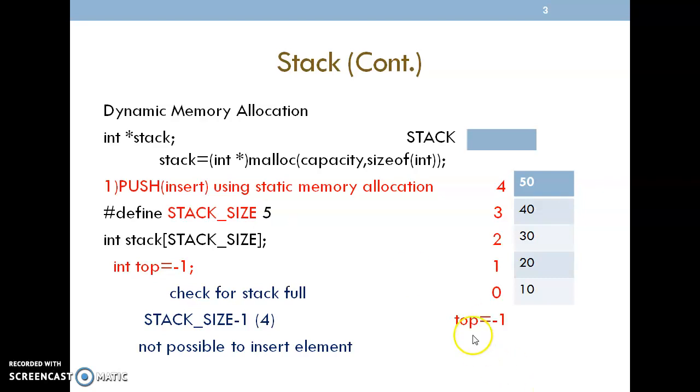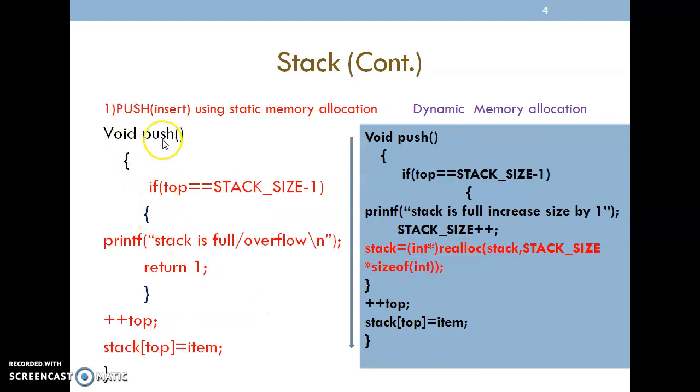So how to check that? Initially top will be at -1, which is empty, then the first element at 0, second element, third element, fourth element, fifth element. At that time top reaches stack size - 1, that is 5 minus 1, which is 4. If top equals stack size - 1, then only can you say that it is full. If it is not full, then only we are going to insert the element. So check that in push: if top equals stack size - 1, it is full, we can't insert the element.